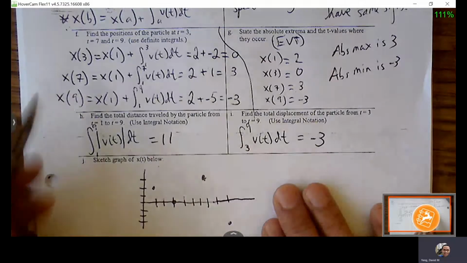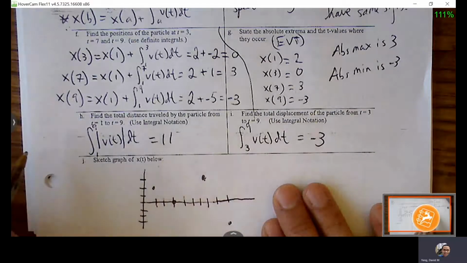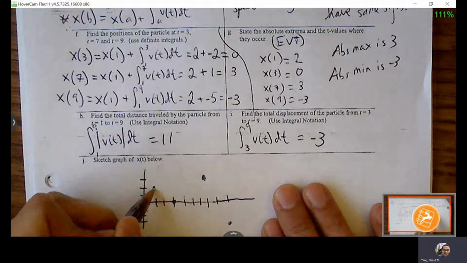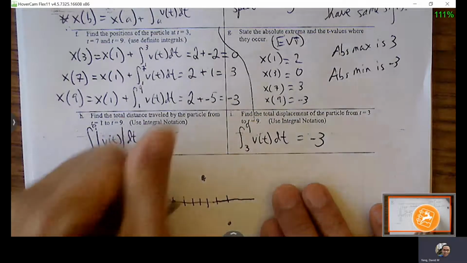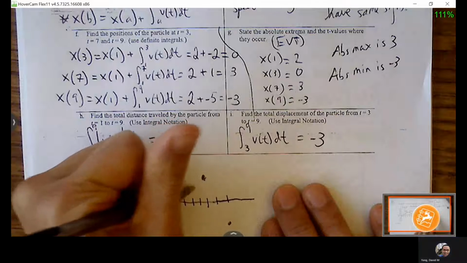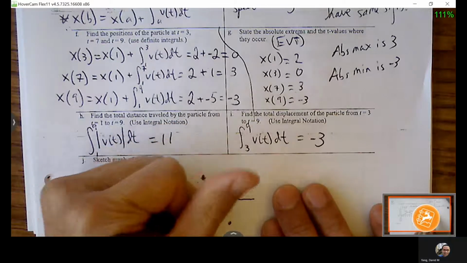Okay, based off of the velocity sign line, we have an idea how the graph is going to move. From 1 to 3, it's going to be decreasing. From 3 to 7, it's going to be increasing. From 7 to 9, it's going to be decreasing.